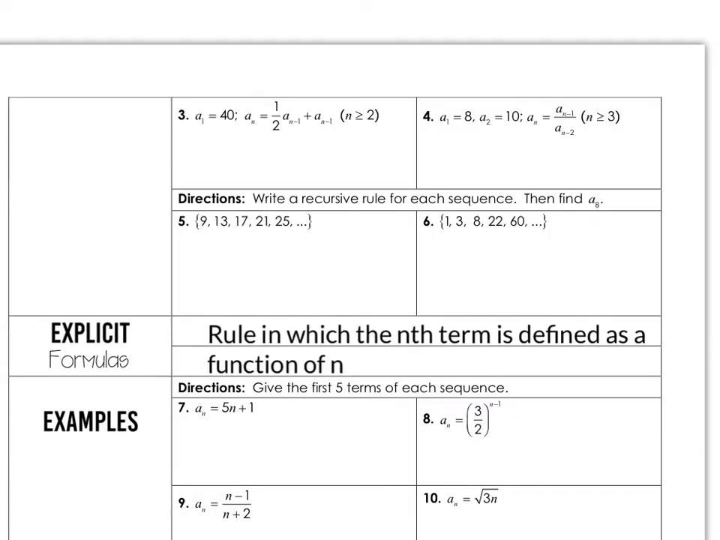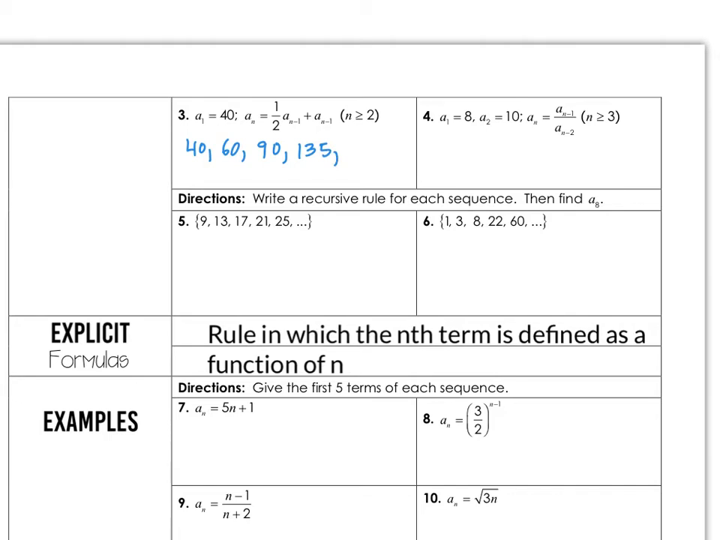Okay, so on the next page, you'll see number 3, we have the first term is 40. So we always put it first. And then each next term, we say half of that, and then add in the previous term. So half of 40 is 20, plus 40 is 60. And then we say half of 60, which is 30, plus the 60, that's 90. Half of 90 is 45, plus 90 would be 135.